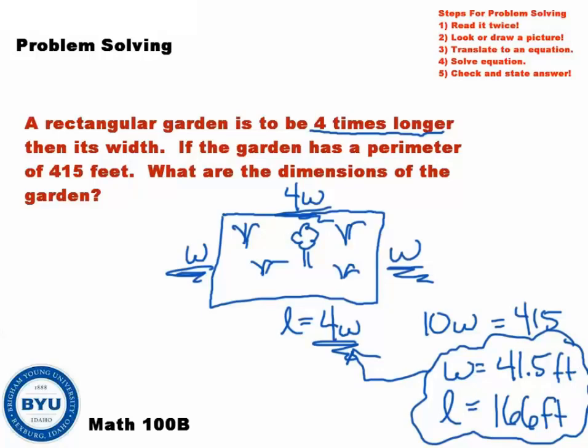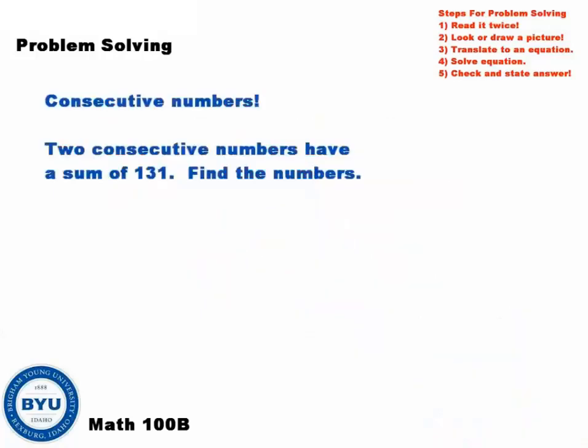Okay, great. Let's take a look at the next type of problem. The next type of problem we need to talk about are ones that involve consecutive numbers. A consecutive number is any number that follows each other. So 3 and 4, those are consecutive. Or 8 and 9, those are consecutive. Or 23 and 24. Numbers that are right next to each other are consecutive numbers.